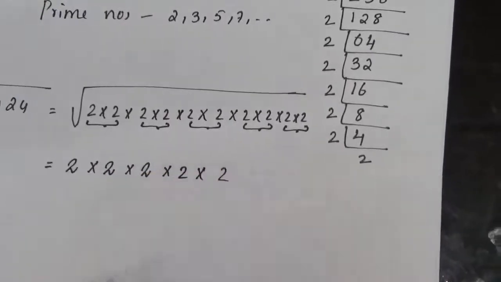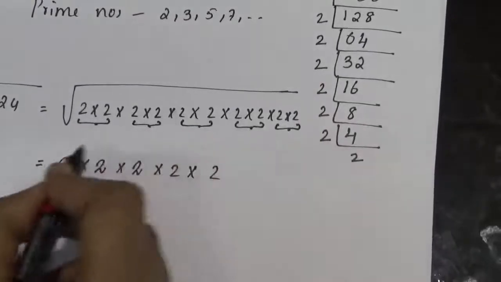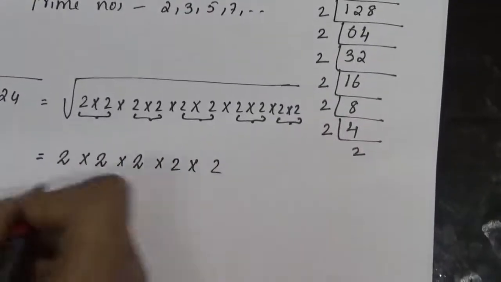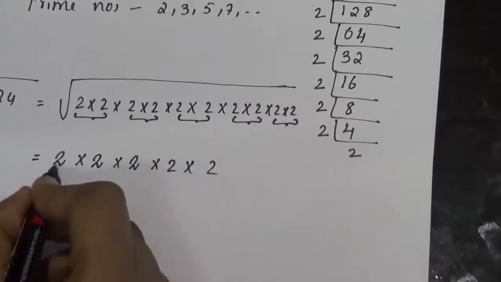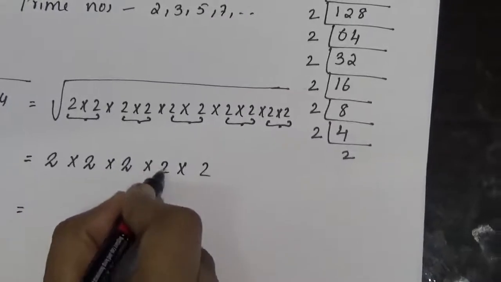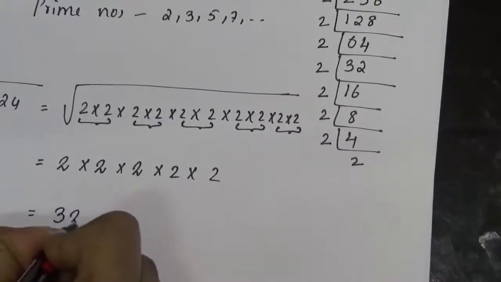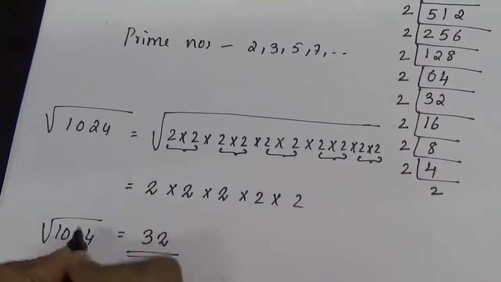So we have a total of 5 pairs. From each of these 5 pairs we have taken 1, 2 outside. So we have 2 into 2 into 2 into 2 into 2. That means 2 into 2 is 4, 4 into 2 is 8, 8 into 2 is 16, 16 into 2 is 32. Therefore, the square root of 1024 is equal to 32.